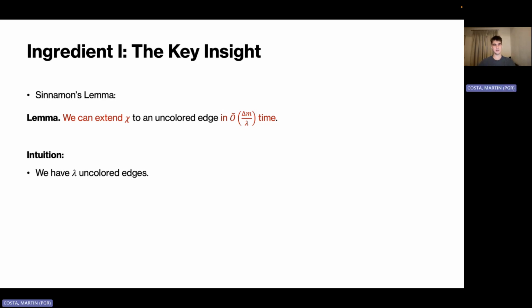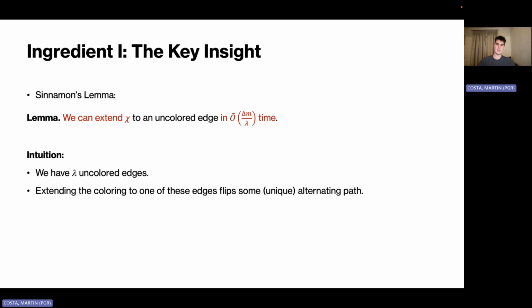The intuition here is, suppose you have λ uncolored edges. The algorithm that achieves this bound works by assigning some unique alternating path to every single uncolored edge, such that extending the coloring to this edge flips this alternating path. Every single uncolored edge has its own unique alternating path that isn't being given to any other uncolored edge. And it's a simple combinatorial fact that the total length of all alternating paths in the graph is Δ m.